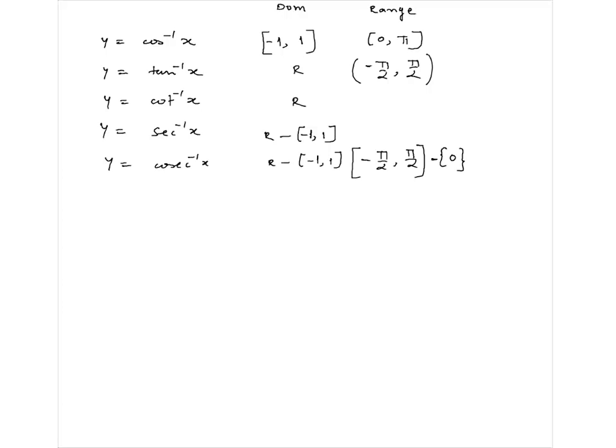Now, 0 to pi: cos and sec both will cover all values that they have got. But sec of 0 is okay, 1. Sec of pi is okay, -1. But between these two, you have got 90, and sec of 90 is a problem.